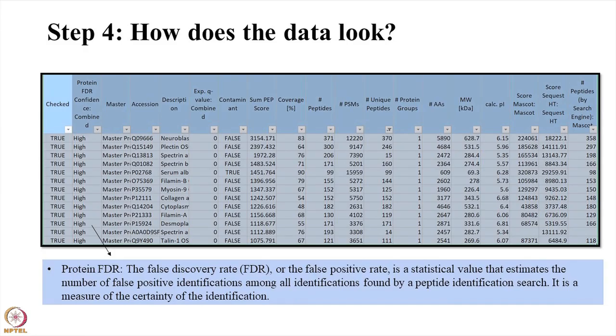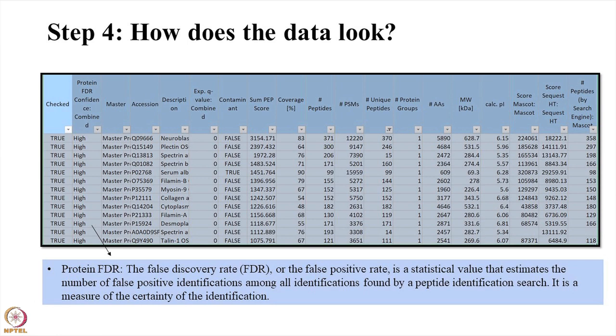So how does the data look? As you can see, after going through a lot of filtering criteria, the data that comes out is of high confidence, because you have put on stringent filters so that whatever hits you get are the true data and not false positives. Here you can see that there are different tabs associated. For example, this is where you have annotated the protein FDR confidence, how much is the level. So here you can see all of these proteins that have been identified have high FDR confidence.